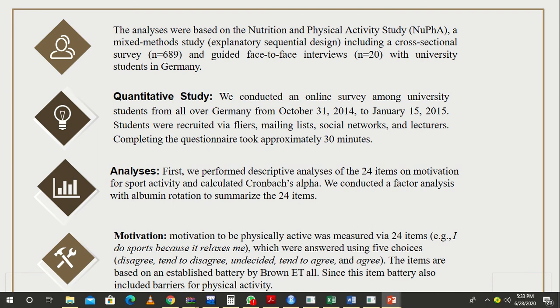For the motivation question type, 25 items were used. The questions ask students what reasons they do sports for and what purpose they have, such as "I do sports because it relaxes me," answered using five choices: disagree, tend to disagree, undecided, tend to agree, and agree. We will analyze all of these responses among the students by using statistical tools.